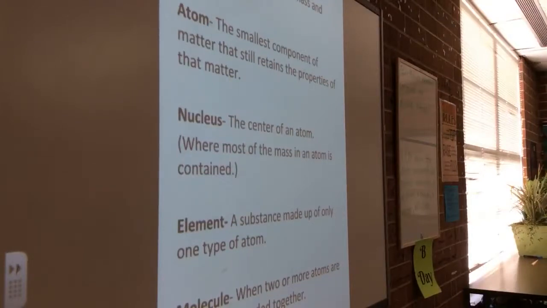This is all the foundation for all the fun chemistry stuff we're getting ready to do. When you're done copying down all the words on this page, please put your head down so I know you're done.